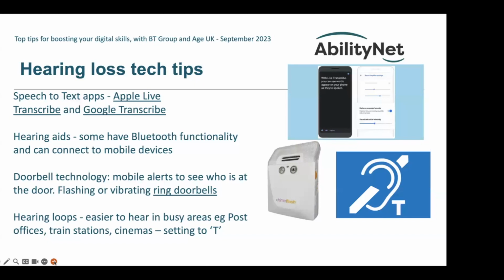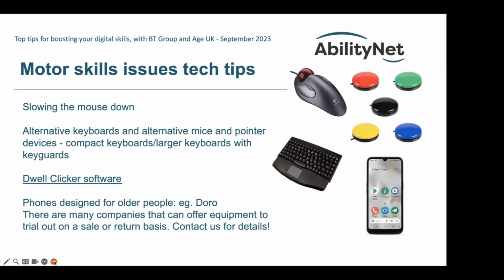And of course, there are also hearing aids. So this makes it easier to hear in busy areas such as post offices, train stations, cinemas. Just make sure you put your settings to T panel. Next slide, please.